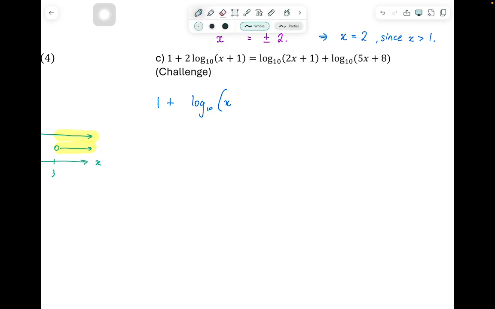What I'm going to do here is just take this log in, take this 2 here and bring it up to the power. And in the meantime, over on the right hand side, since they are adding both logs, I'm going to multiply whatever's inside the bracket.